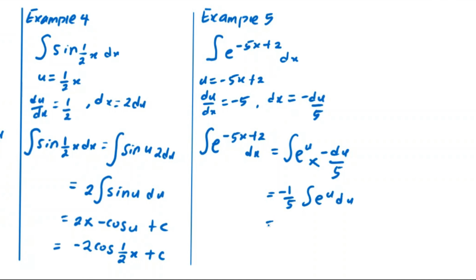If you integrate exponential x, that is e raised to power of x, you still get e raised to power of x. So if you integrate e raised to power u, you're still going to get e raised to power u plus arbitrary constant c. Therefore, this will give us minus 1 over 5 e raised to power minus 5x plus 2, everything plus an arbitrary constant c. And that will be the final answer to that question.